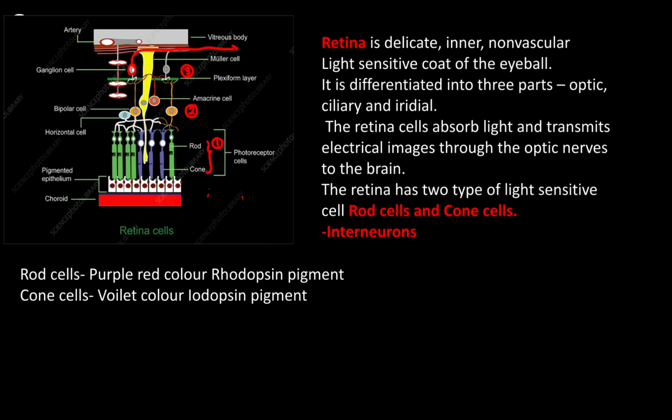But what about these rod and cone cells? A great difference is there between the rod and cone cell. The rod cell has a purple red color pigment, and that pigment is called rhodopsin. The cone cell has a violet color pigment, that is called iodopsin. Let's compare and see what is rhodopsin and what is iodopsin.